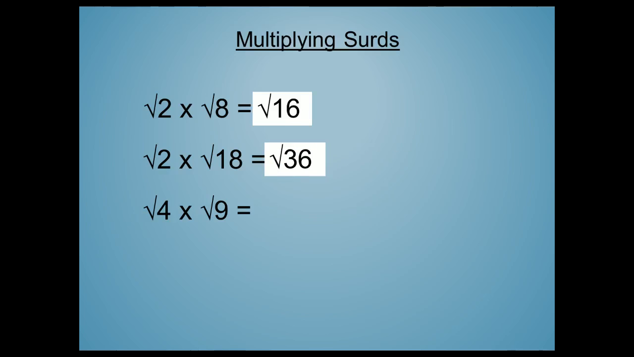What about the square root of 4 times 9? Well, square root of 4 is 2, square root of 9 is 3. That gives you 6, but it's also the square root of 4 times 9, which is the square root of 36, which is also 6.